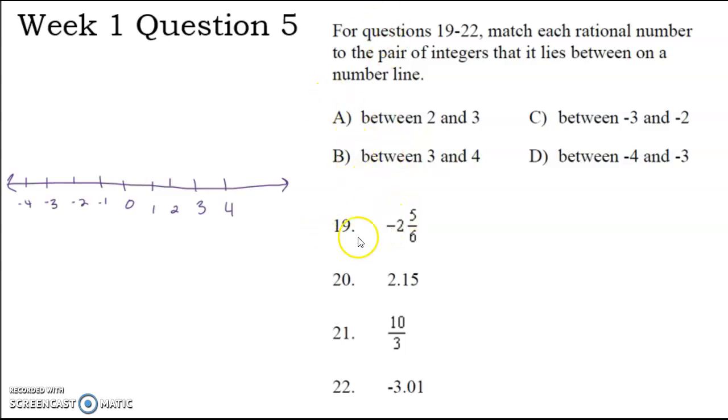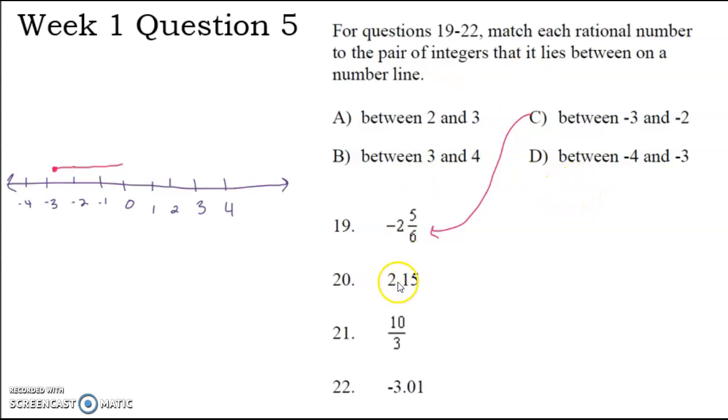Okay, so let's look at number 19. -2 and 5/6. So I know that it's at least -2. So I'm going to start at 0, and I know I'm going to at least -2. But it says 5/6 more, which is almost a whole part. So it's going a little bit farther, but not quite to -3. Where does that number lie between? It looks like it lies between -3 and -2. So 19 would be C. That's between -3 and -2.